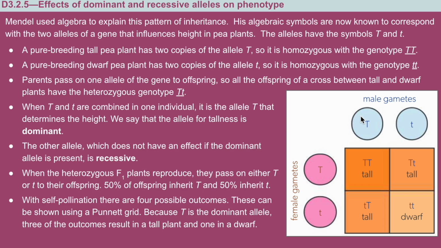Then if we cross individuals of that generation, we're going to see a 1 to 2 to 1 ratio of genotypes. When crossing, we're going to have 1 big T, big T, 2 heterozygous big T, little t's, and 1 homozygous recessive little t, little t. Okay, now while we have a 1 to 2 to 1 ratio of genotypes, we have a 3 to 1 ratio of phenotypes. 3 of those individuals will be tall and 1 will be dwarf.